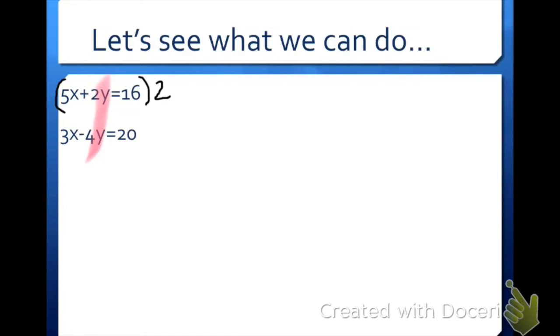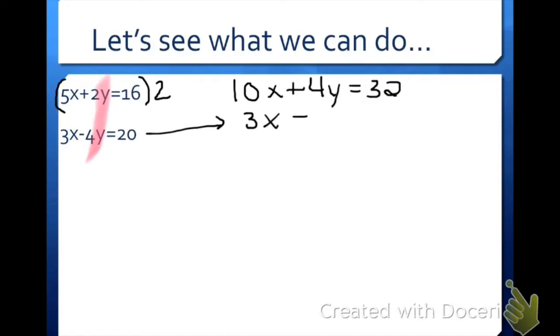Because if I multiply that whole thing by 2, I'd have 10x plus 4y equals 32. And if I just bring this equation over, I'd have 3x minus 4y equals 20. Well, now look, just by multiplying this first equation by 2, we now have something that we can eliminate. The 4y's have opposite signs, so I'm going to add these together.